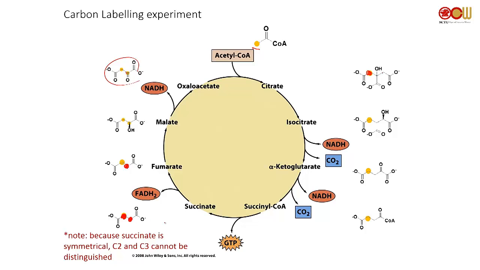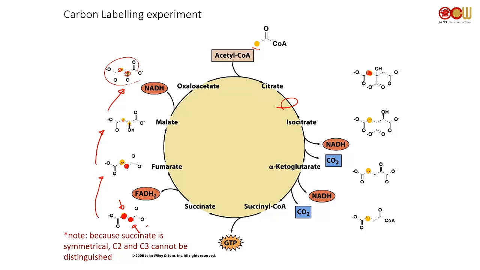You cannot differentiate this carbon from this carbon. Your enzyme just cannot, unlike aconitase. Your enzyme does not differentiate C2 and C3 of succinate. Because of that, when you go from labeled succinate to labeled fumarate, both of these carbons will be labeled. And when you go from fumarate to malate, both of these carbons will be labeled. You go from malate to oxaloacetate, both of these carbons will be labeled.